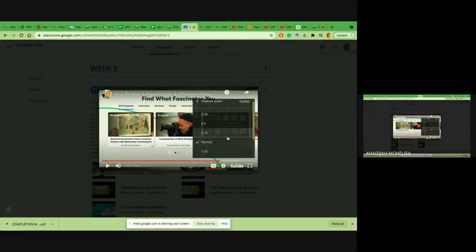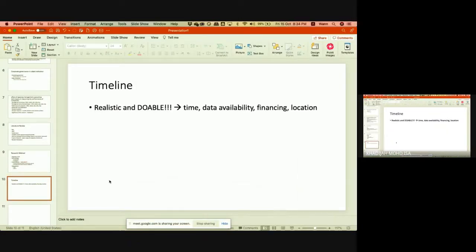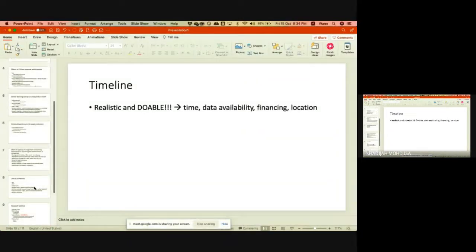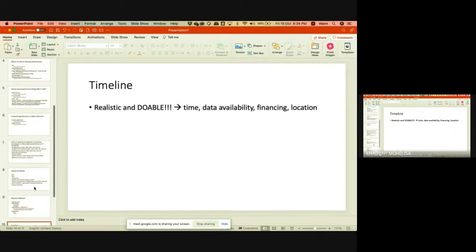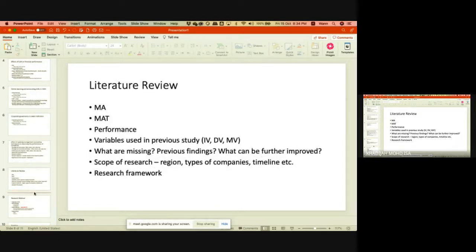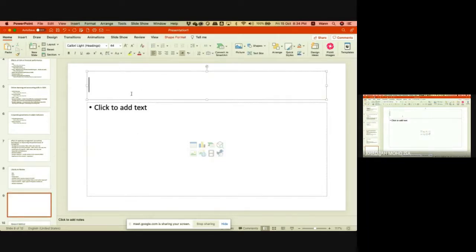So let's make a quick... Where's your literature review just now? Literature review. So I just put it here. New slide. So let's read the paper quickly. How are we going to do this?